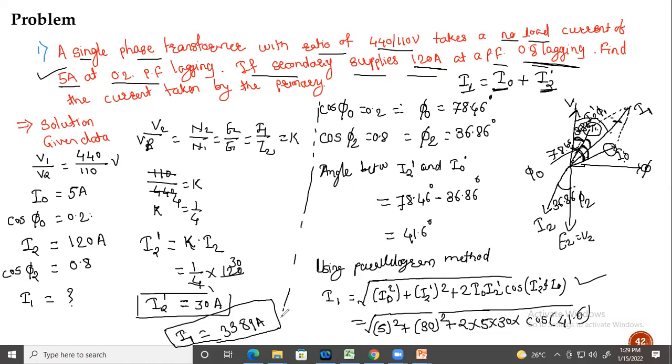winding when the transformer takes the secondary current of 120 ampere. When the transformer is taking 120 ampere on the secondary, that is the load current. Due to that current, some extra amount of current is taken from the supply, and the no load current is 5 ampere plus this I2 dash is nearly 30 ampere. So the total current taken from the supply is nothing but 33.89 ampere. Okay, getting it? Understood?